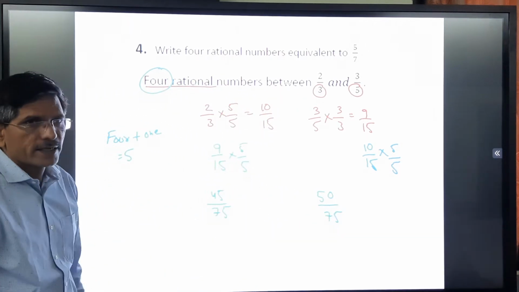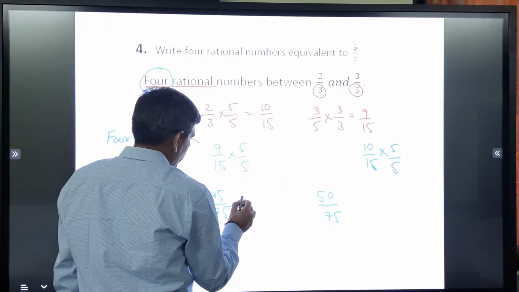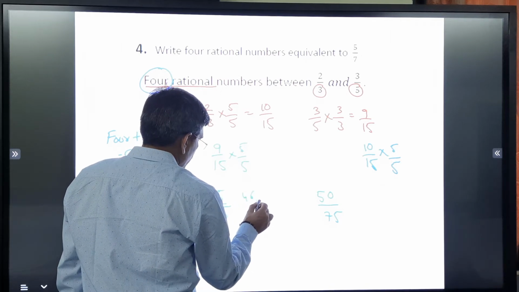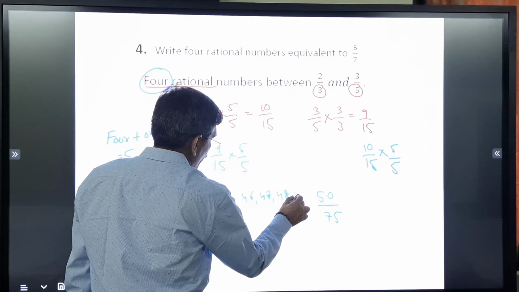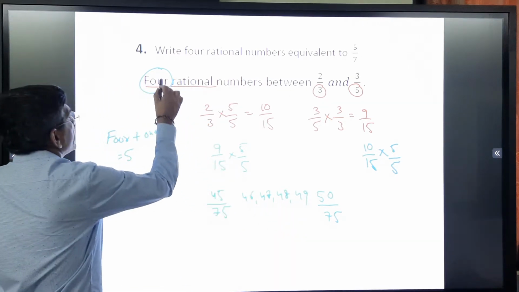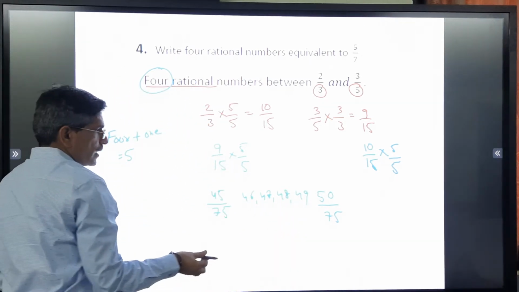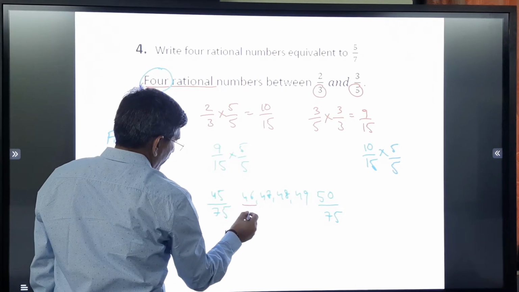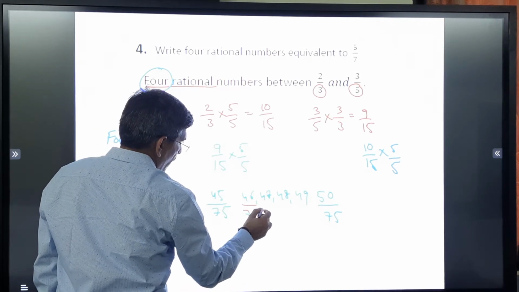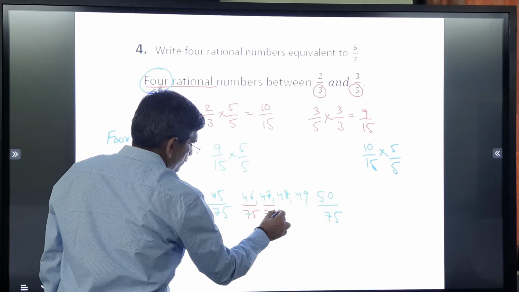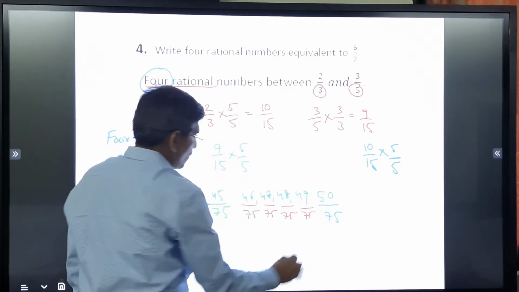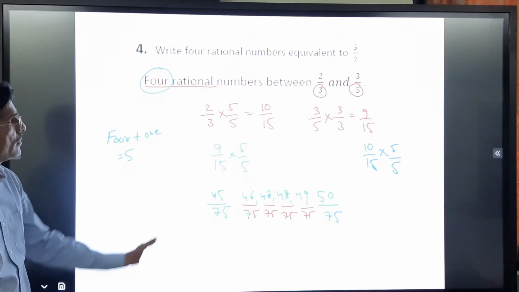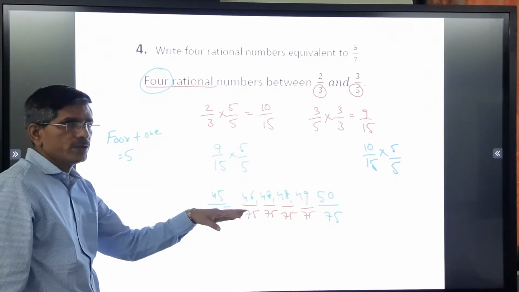Now you will see we can write, from 45, I have to write 46, 47, 48 and 49. I have to find out the 4 numbers, and in the denominator I have to write 75, again 75, again 75, again 75. So this is a new, different way we are doing this sum.